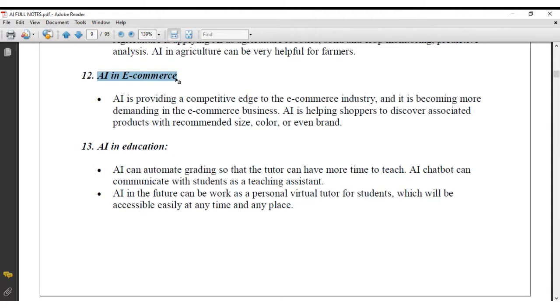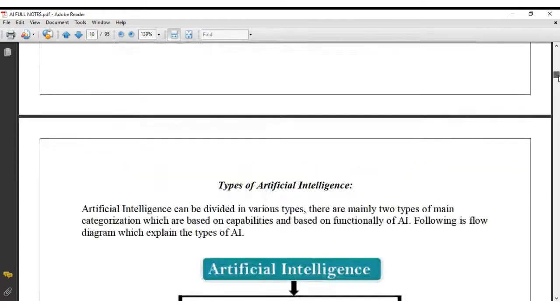Then there is AI in education. There are chatbots that can help you as teaching assistants, virtual tutors, and such things. So AI is implemented in different areas, and those are the very things that we have talked about.